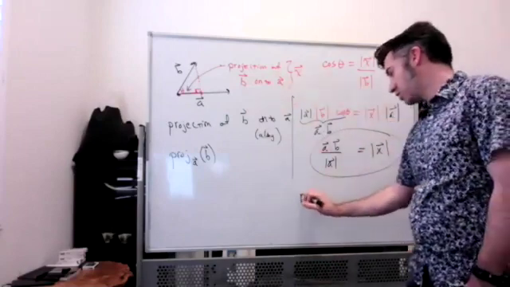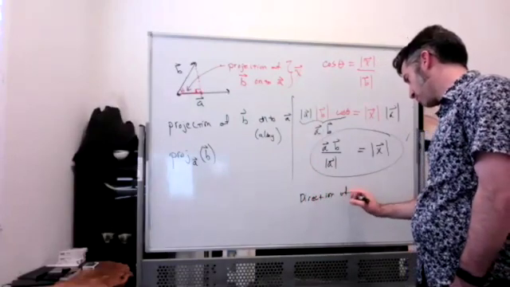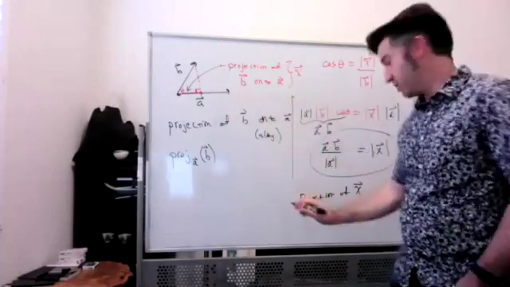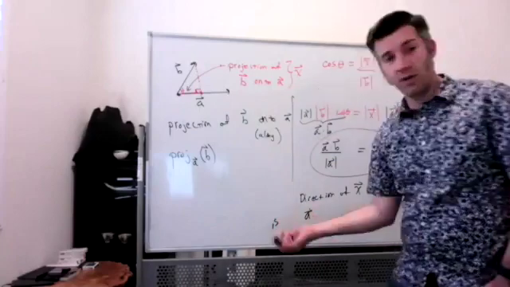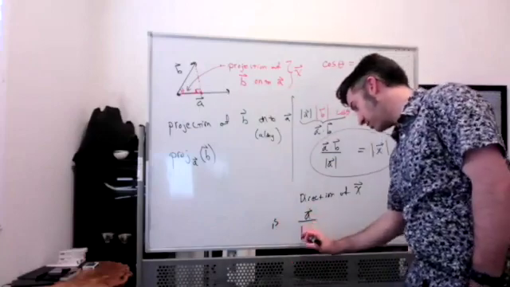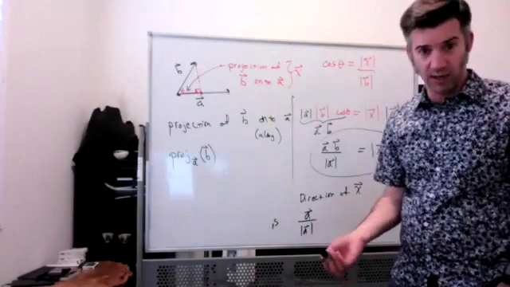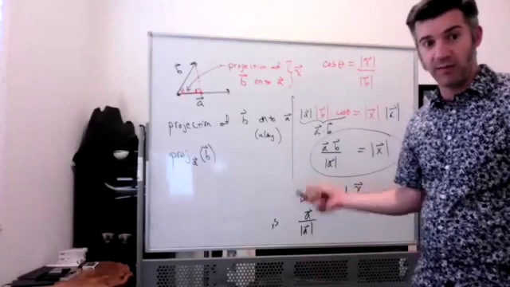And then the direction of the projection is just the direction of the vector A. So we just take the vector A and we normalize it, meaning we divide by its own magnitude. Right, that's how you normalize or unitize a vector, where you make it a unit vector, is by dividing by its own magnitude.